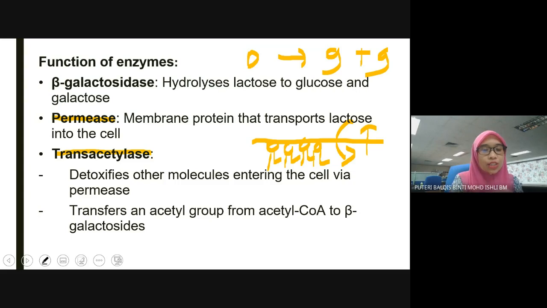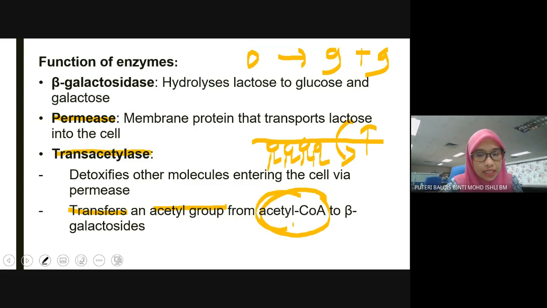Transacetylase, the function is to transfer acetyl group. Transacetylase transfers acetyl group from acetyl-CoA to beta galactosides. That is the function of transacetylase. So you must know the function of each.